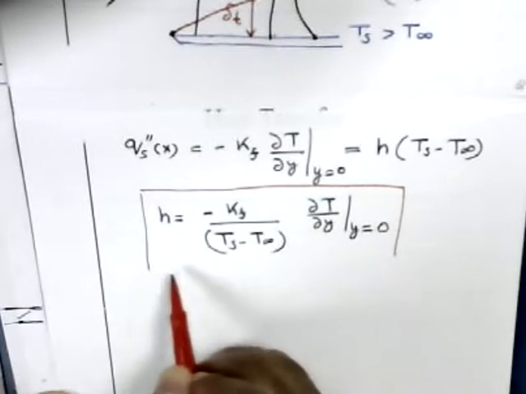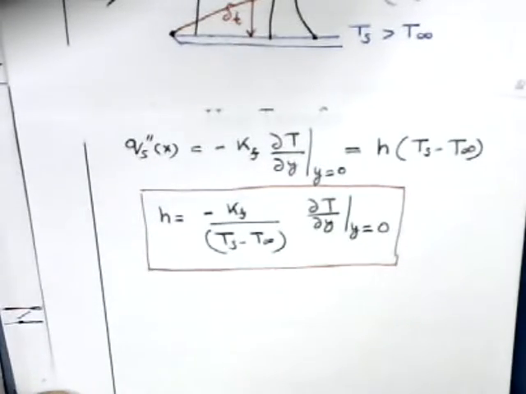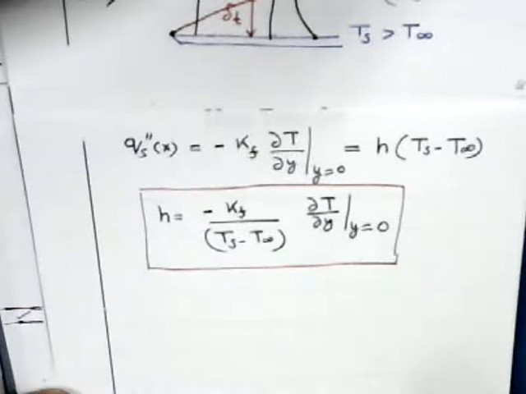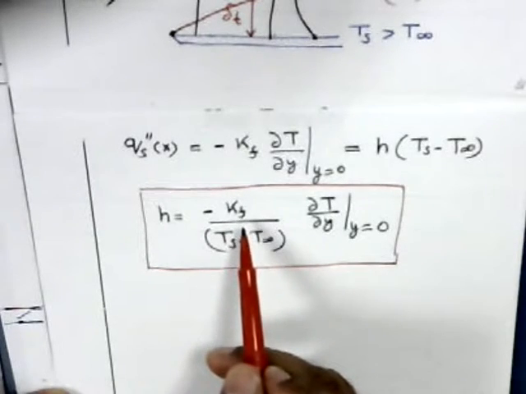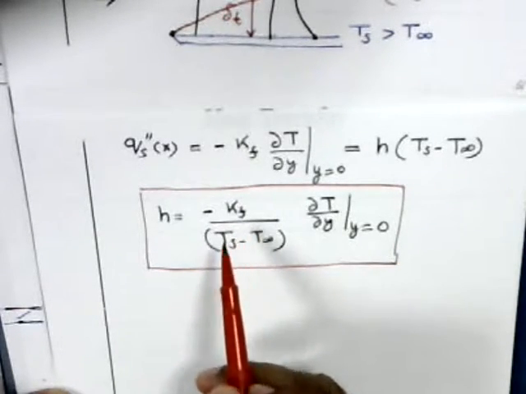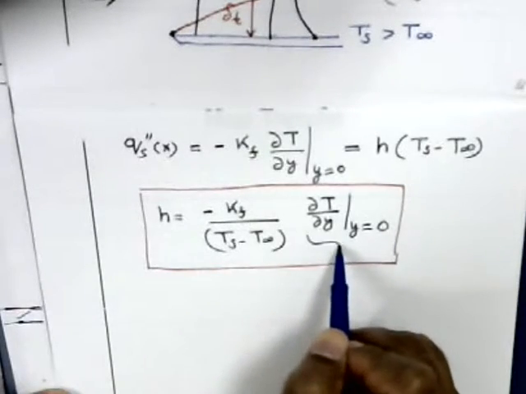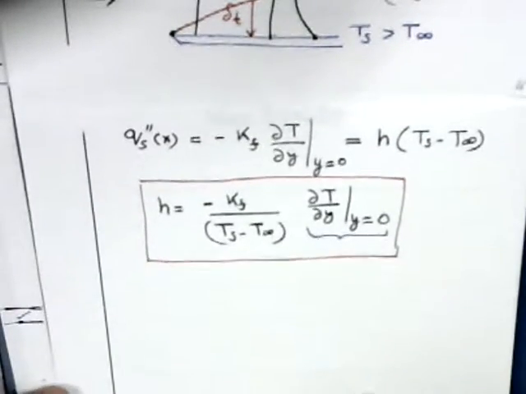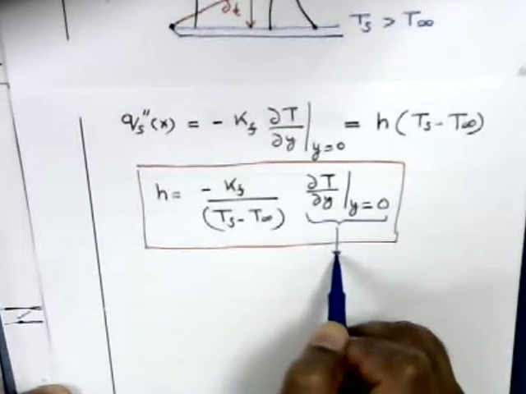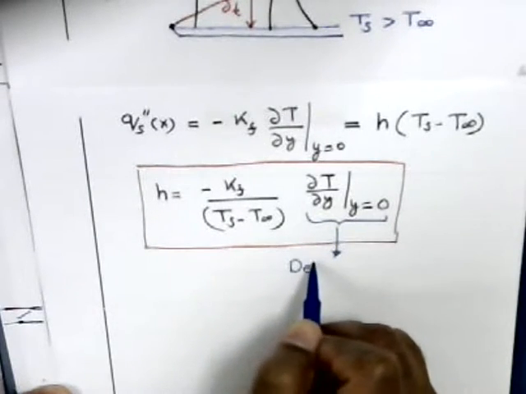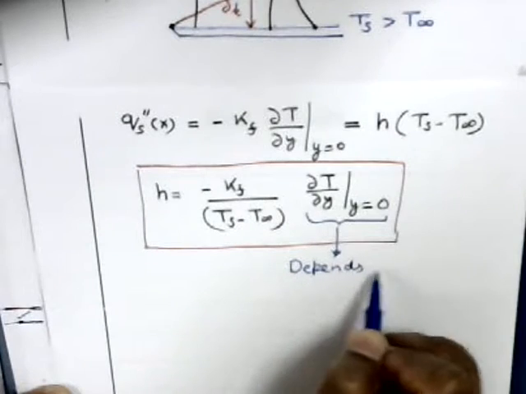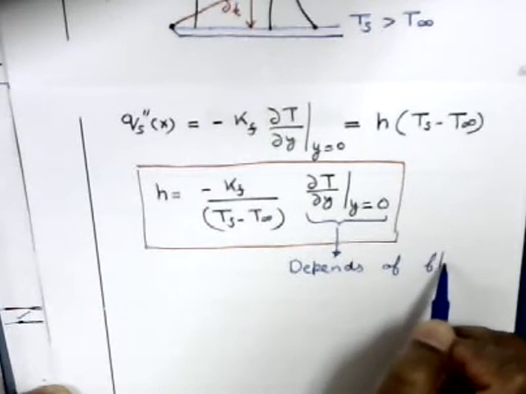So this is the h we want to determine. Now see, what we have here is k_f, the thermal conductivity of fluid, so that is a property. But this temperature gradient you see here, del T del y at y equals 0, it depends on flow. It is not a property, it depends on flow.